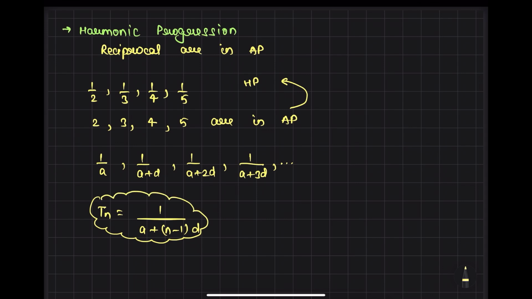Like in arithmetic progression and geometric progression, we have formulas for the sum of n terms. Here we don't have any formula for Sn. What you have to do is do it manually. Then we have one concept named harmonic mean.